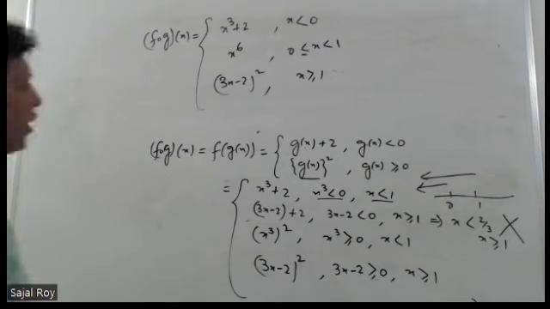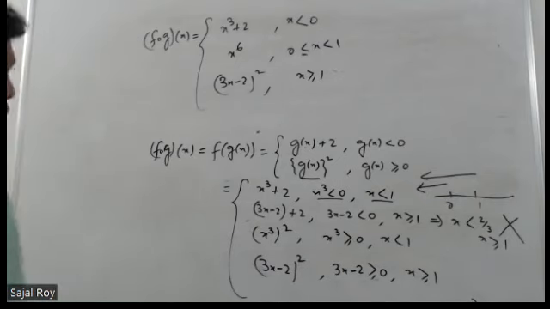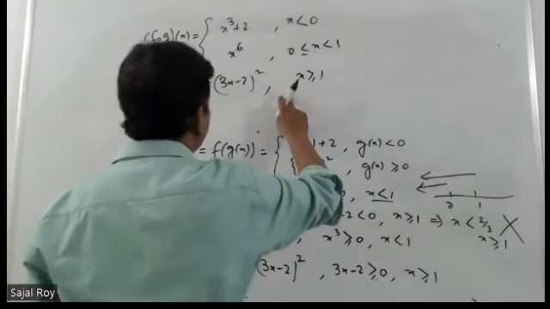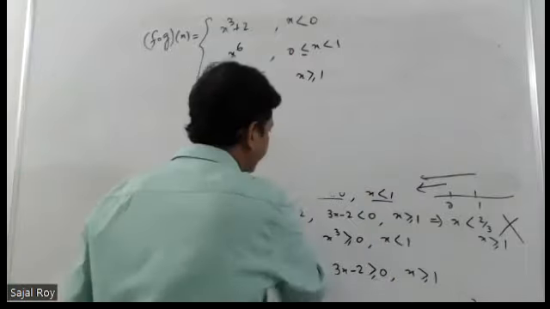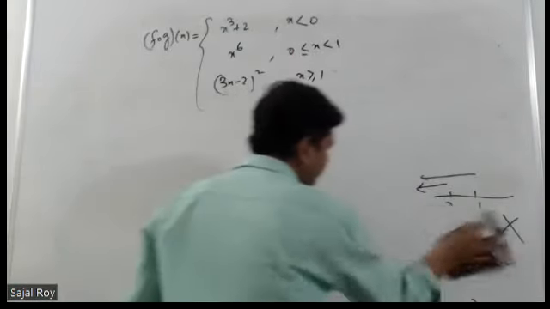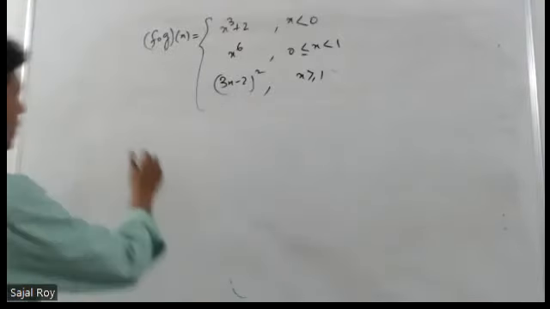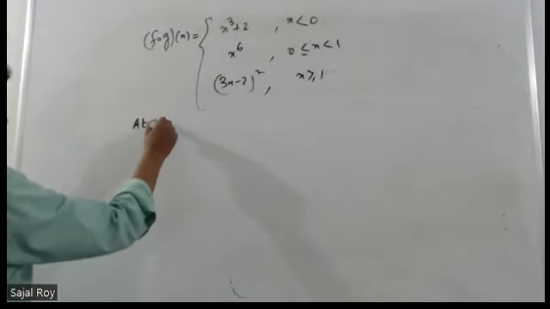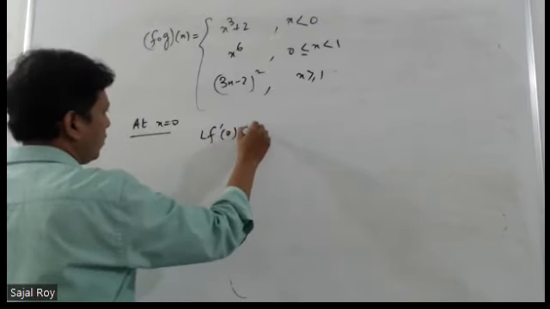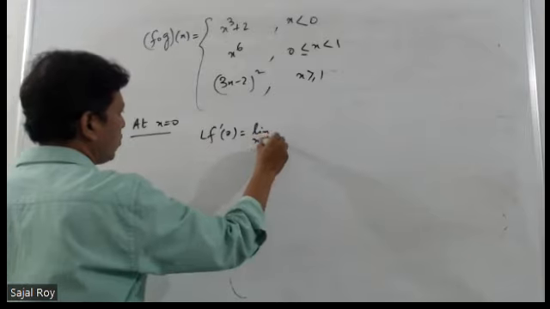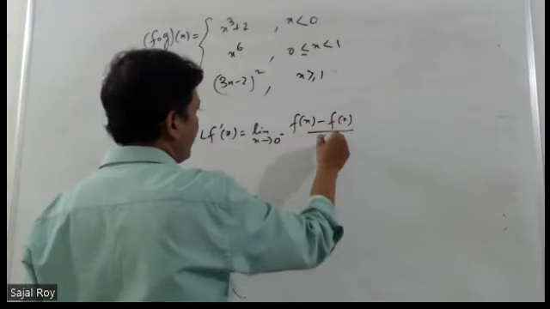So you have 2 points for checking differentiability. One is 0, another one is 1. So let's test the differentiability. At x equal to 0, left hand derivative at 0. So limit x tends to 0, fx minus f0 over x.